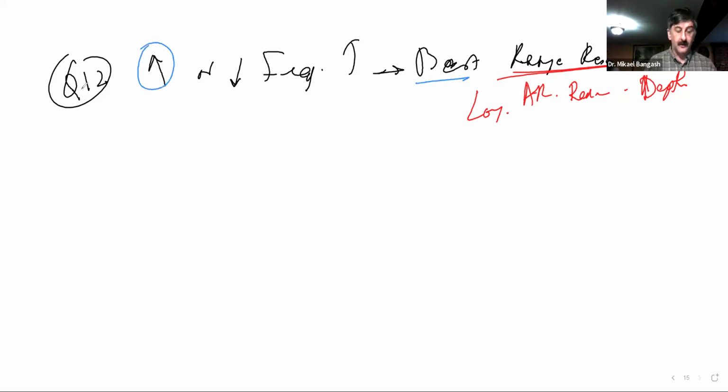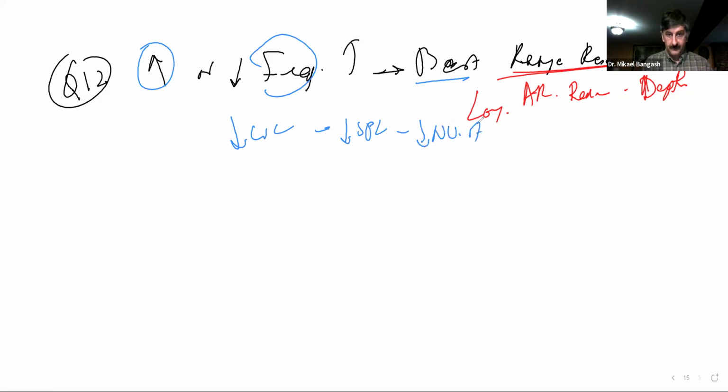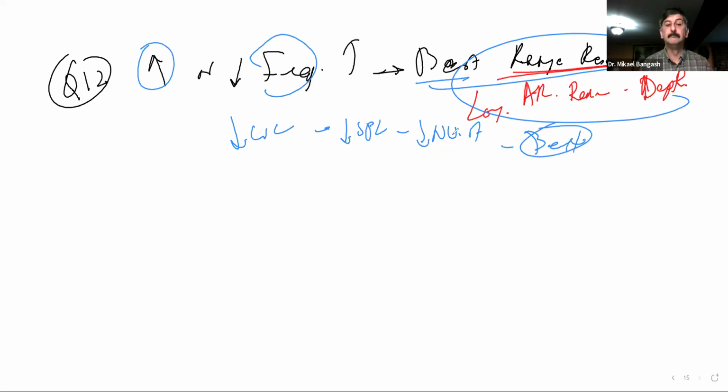It's the one with the higher frequency, because higher frequency means lower wavelength, lower SPL, lower numerical value of these resolutions, which will mean that it should be the best. Did that make sense?